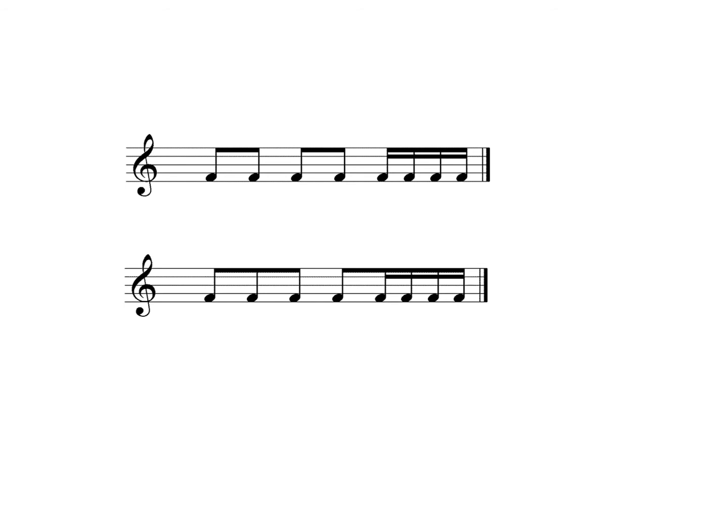Note groupings can help us identify a time signature. Here are 2 different groupings of the same note values. Can you tell what the time signature is for each bar?